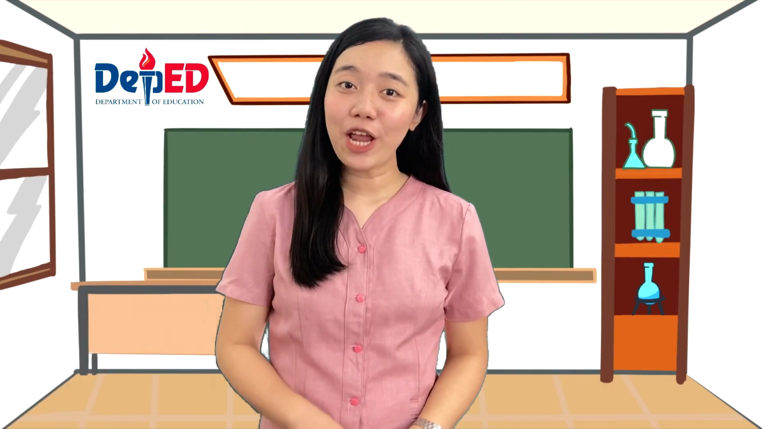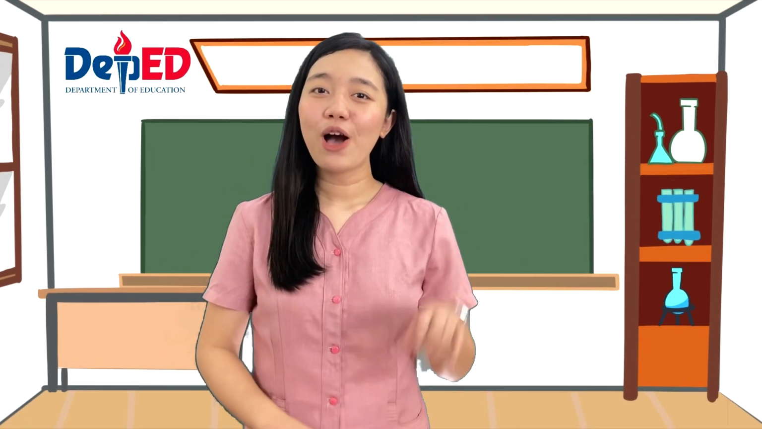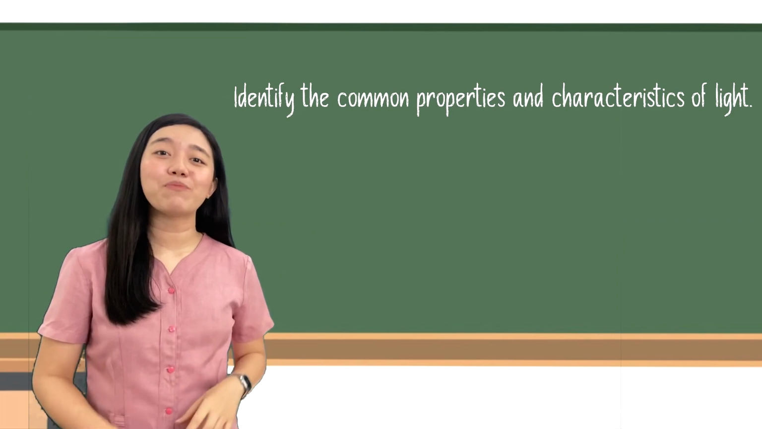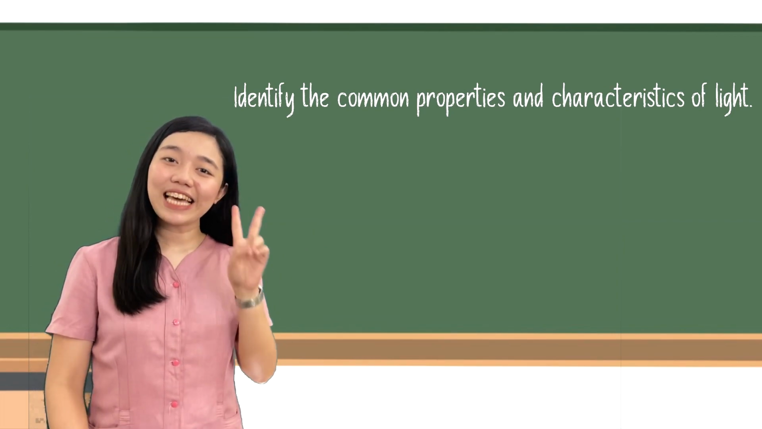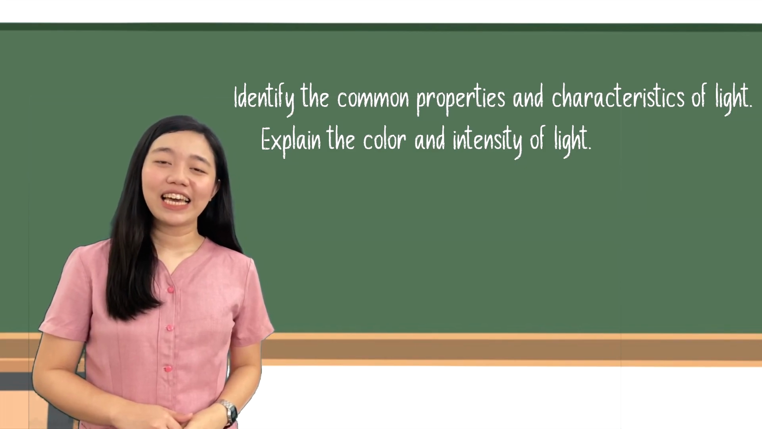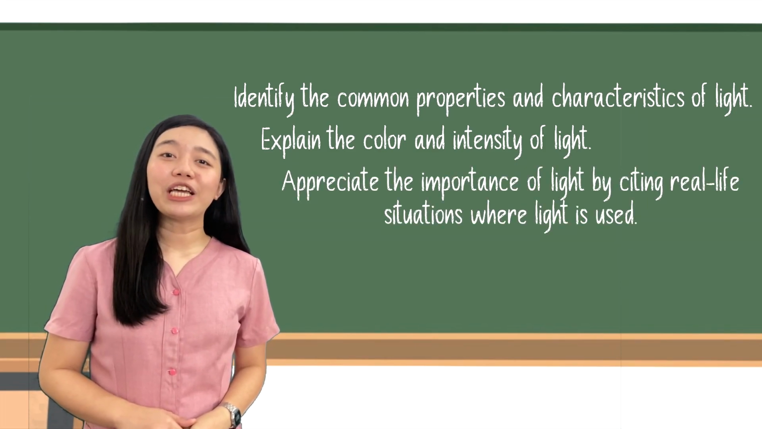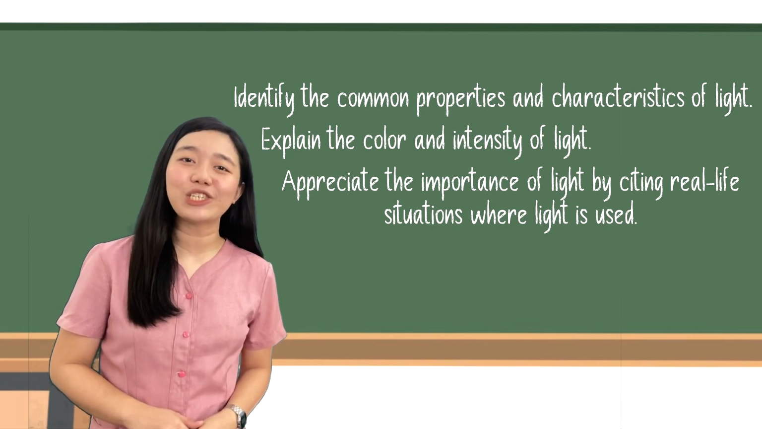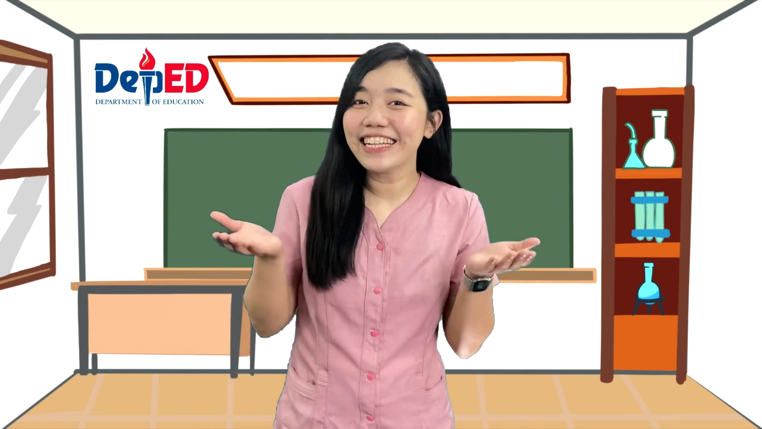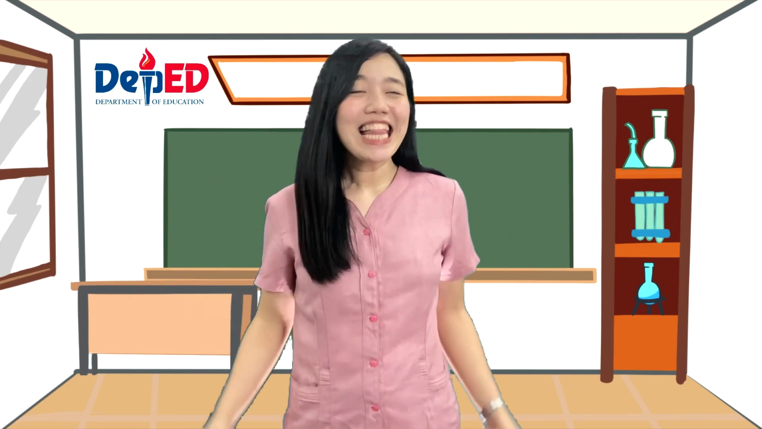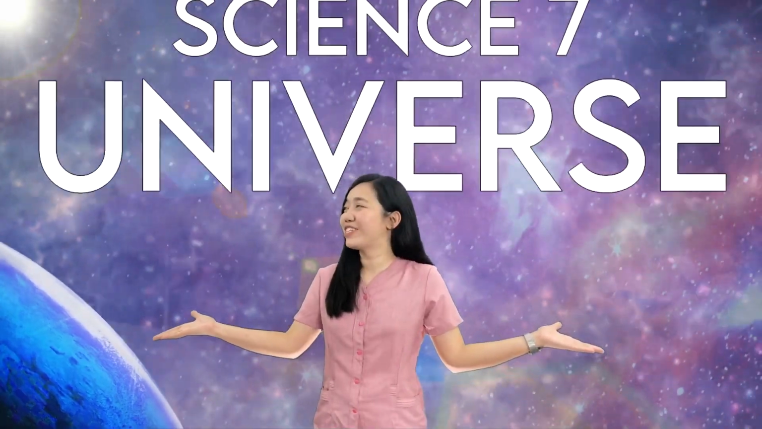After this lesson, you must be able to, first, identify the characteristics and properties of light. Second, explain the color and intensity of light. And lastly, appreciate the importance of light by citing real-life situations where light is used. Inhale, exhale, and get ready as we journey the Science 7 universe.